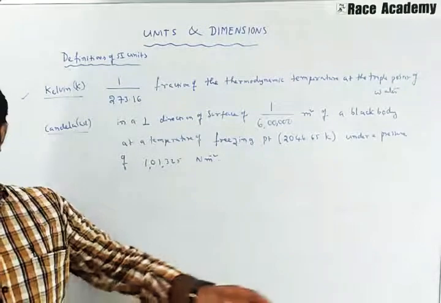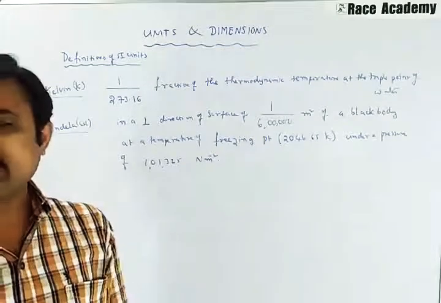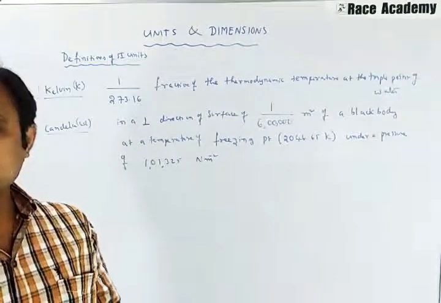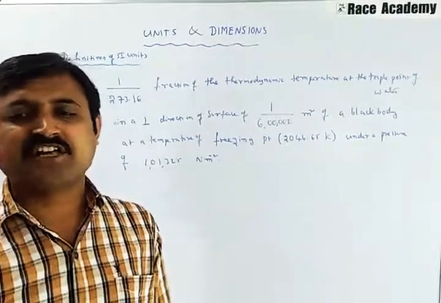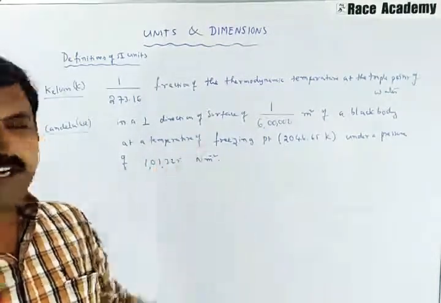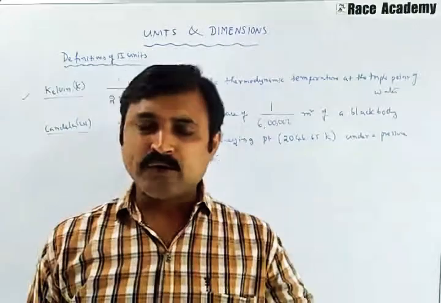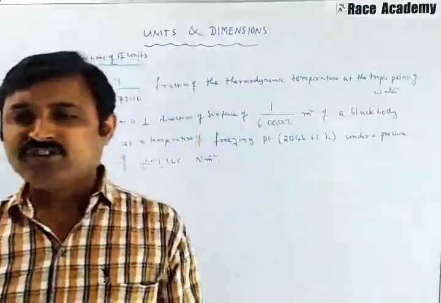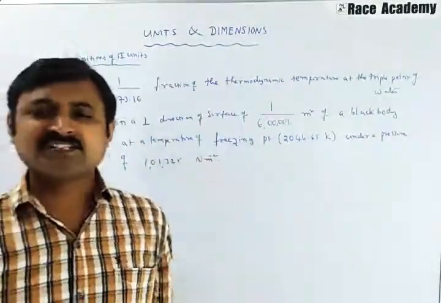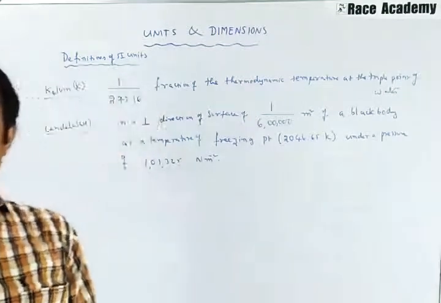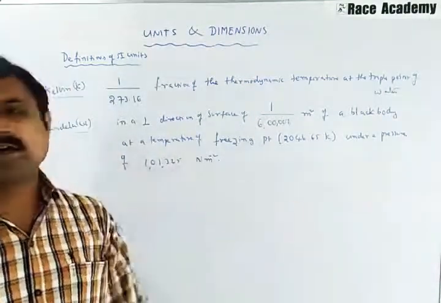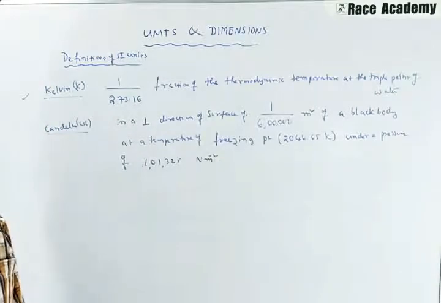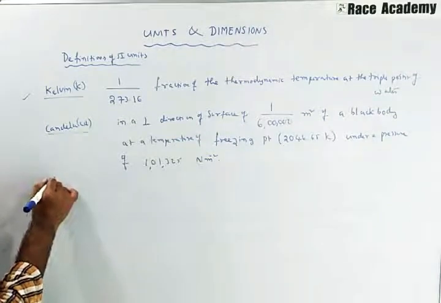Actually, it is also the luminous intensity in a given direction due to the source which emits monochromatic radiation of frequency about 540 into 10 power 12 hertz, whose radiant intensity in the direction is 1 by 683 watt per steradian. So you can also define the luminous intensity like that. Let us move to the next one, that is Ampere.